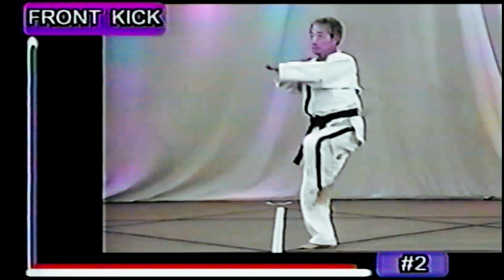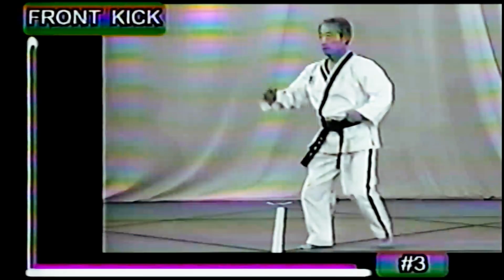The front kick is used to strike the low, middle, or high section of an opponent. There are 3 striking areas to the front kick: the ball of the foot, the heel of the foot, and the instep of the foot.